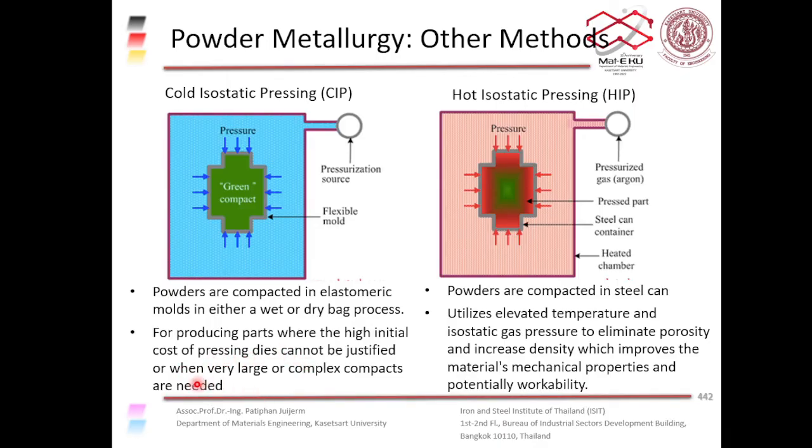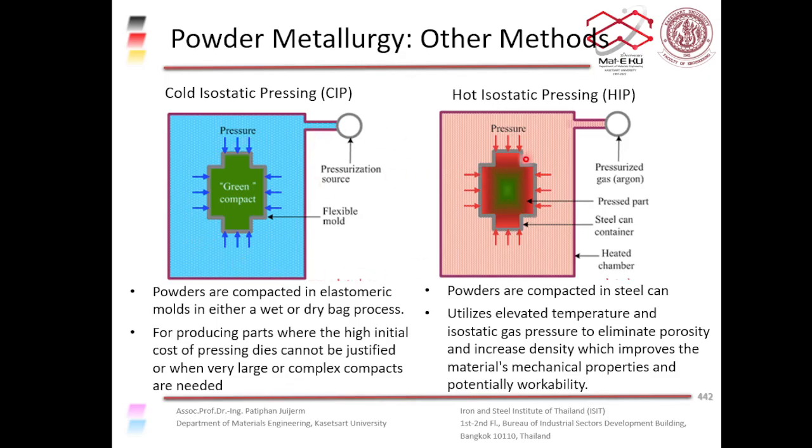Or when large and complex compacts are needed. So you are producing a mold that is made from rubber, which is a lot cheaper than a pressing mold made from tool steel, and you are doing a test run using this process.